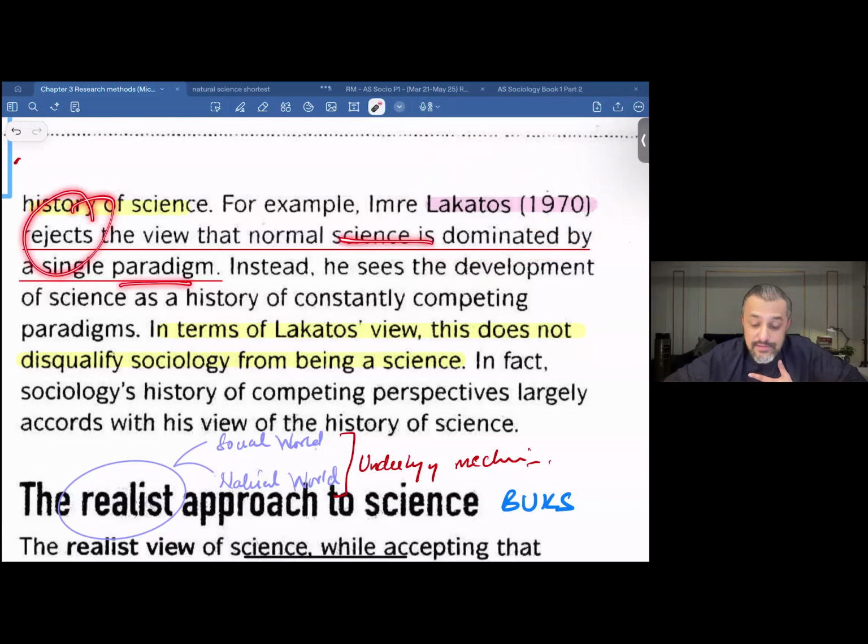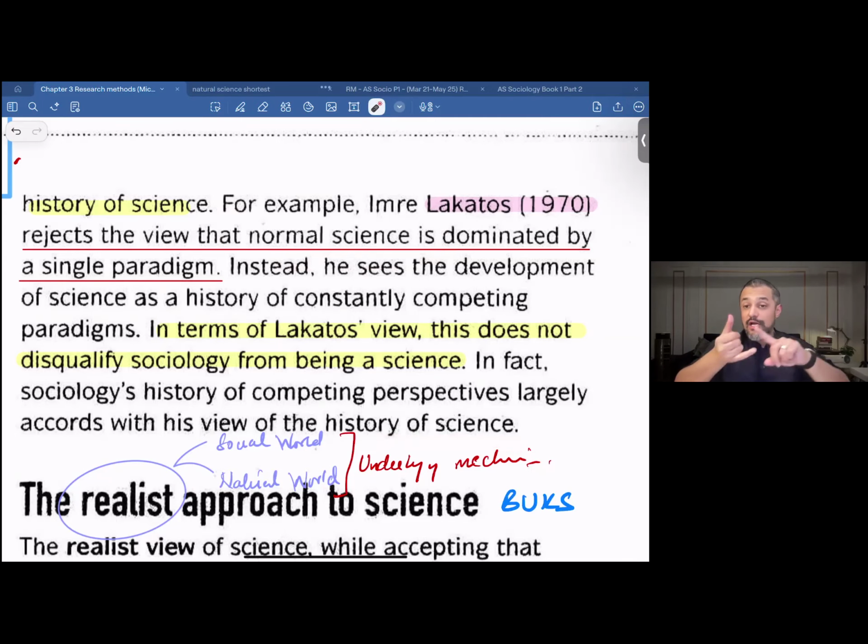Lakatos says it is not the case that within science there is always a single paradigm that everyone unanimously follows. Instead, he sees the development of science as a history of constantly competing paradigms. In terms of Lakatos's view, this does not disqualify sociology from being a science. In fact, sociology's history of competing perspectives largely accords with his view of the history of science.